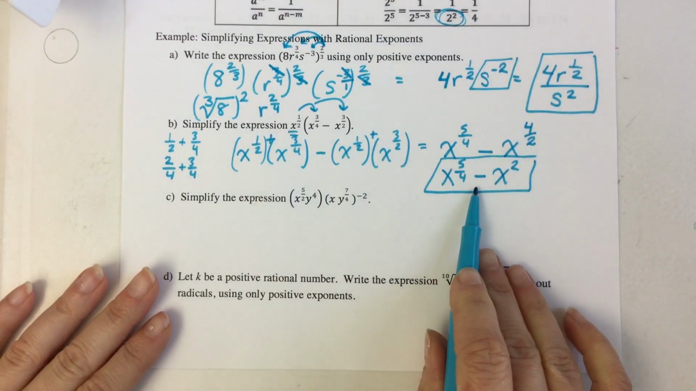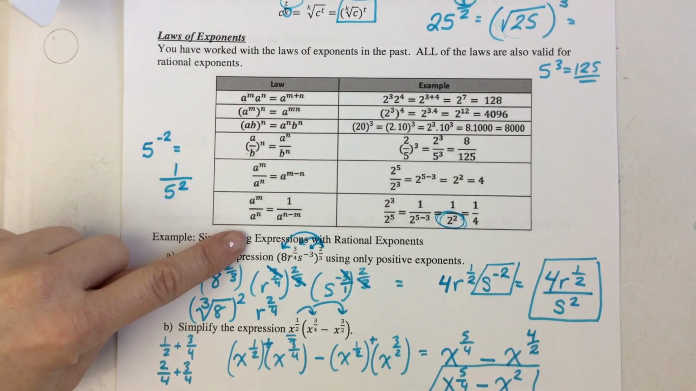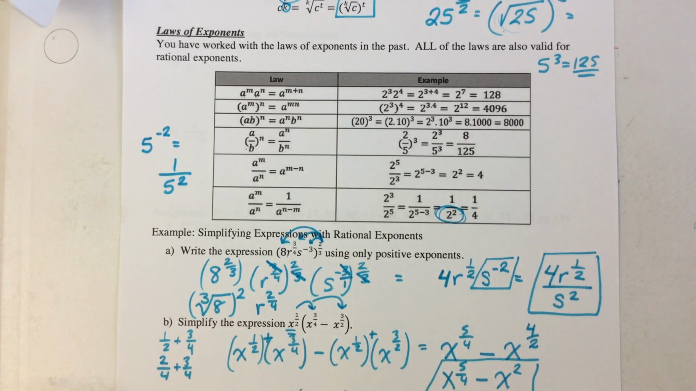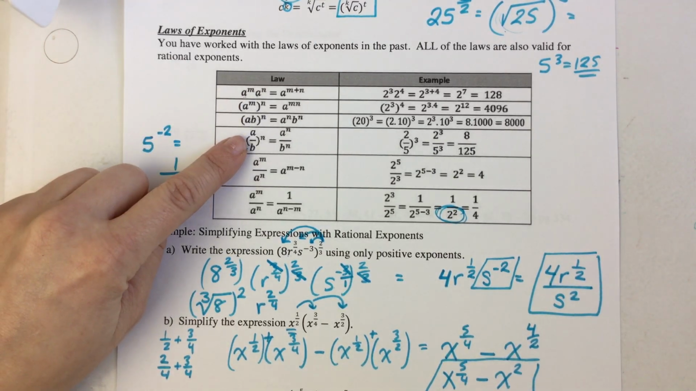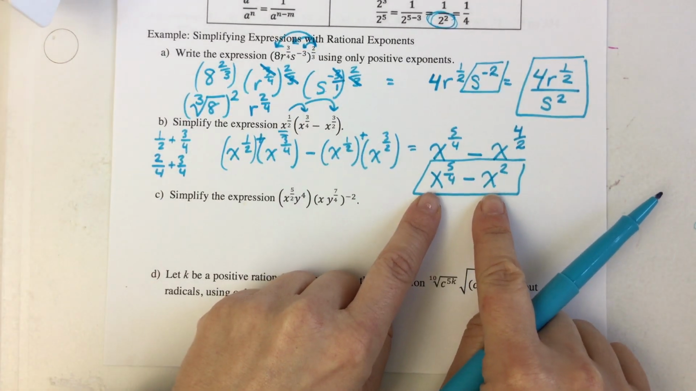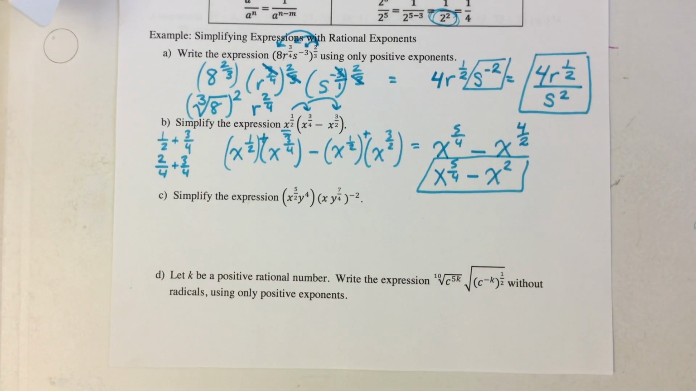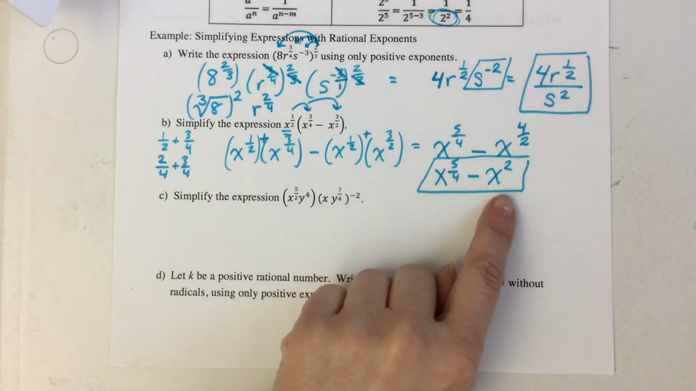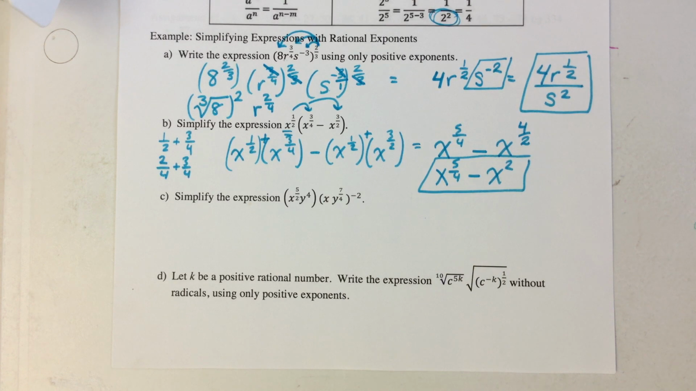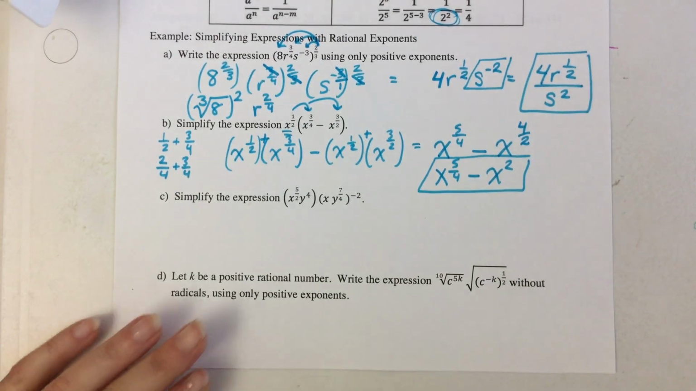Now if you look, there's no rule about subtracting the same base. You can't multiply the same base. You can't divide the same base. We can have x to the 5/4 minus x to the power of 2. These are not like terms. They do not have the same exponent. We only have positive exponents, so it's all good. Let's look at the next one.